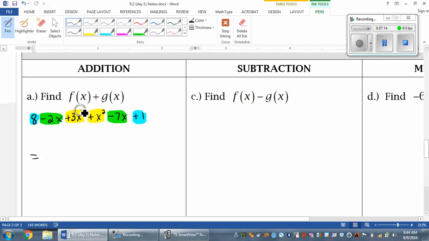Combine in standard form, meaning you're going to combine the x squared terms first. So I have 3x squared plus 1x squared, which is 4x squared. Negative 2x minus 7x is negative 9x, and then 8 plus 1 is 9.